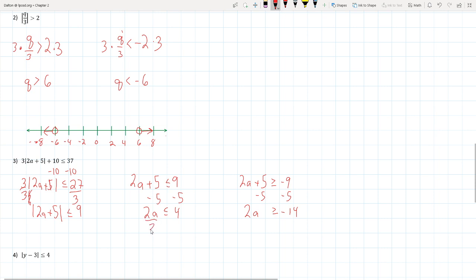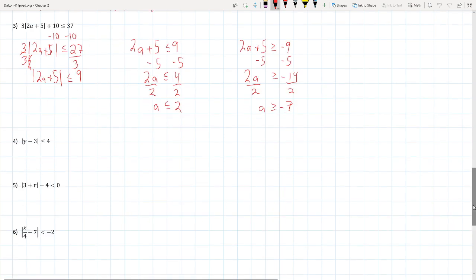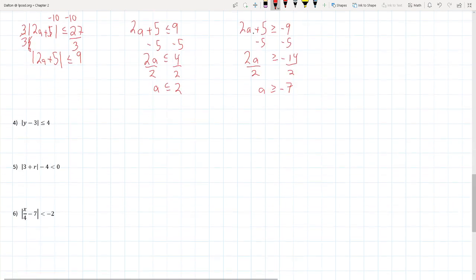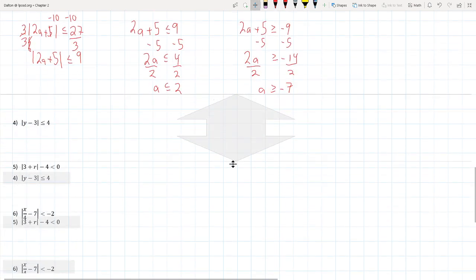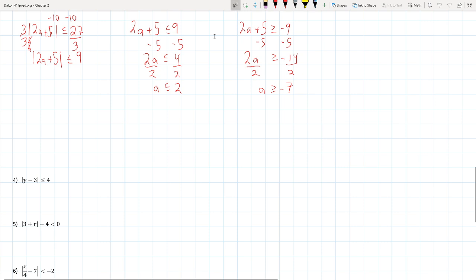Now I'm going to divide by 2. And a is less than or equal to 2. Divide by 2, divide by 2. a is greater than or equal to negative 7. So now I'm going to make this a little bigger, and we're going to paste that in.